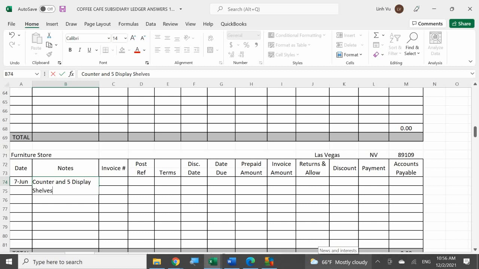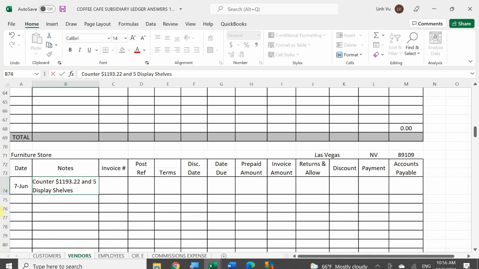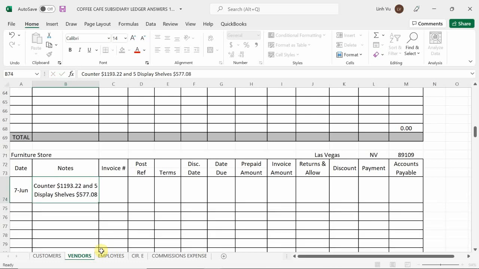Okay, and this is where you can also make notes saying how much the counter was. So the counter was $11.93.22, in case you do need to return it. At least you have the numbers here and you're able to just return it for that amount. And of course, the display shelves was $577.08.